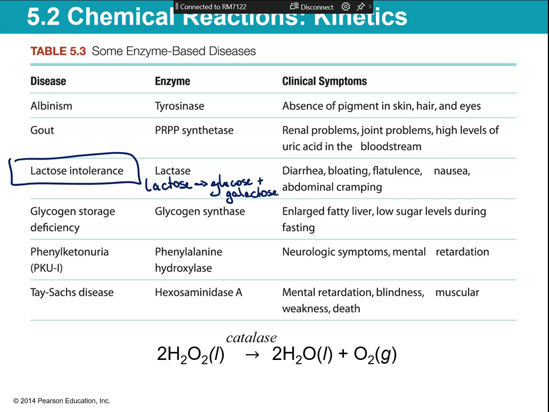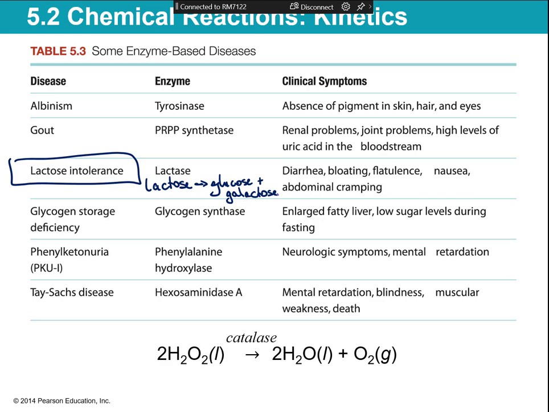So normally, if you drink milk, there's no lactase in your saliva. It goes into your stomach. There's no lactase in your stomach. That milk actually goes all the way on into the small intestine. And this is where this enzyme is secreted by your pancreas. It's secreted into your small intestine, and that enzyme cuts this small disaccharide into single sugars, and those sugars get absorbed. So that's normal, okay?